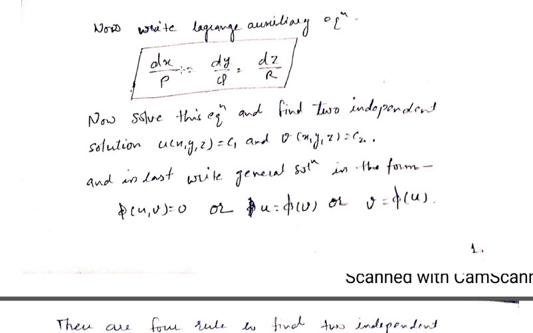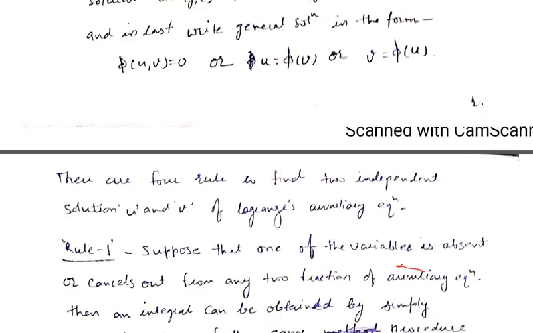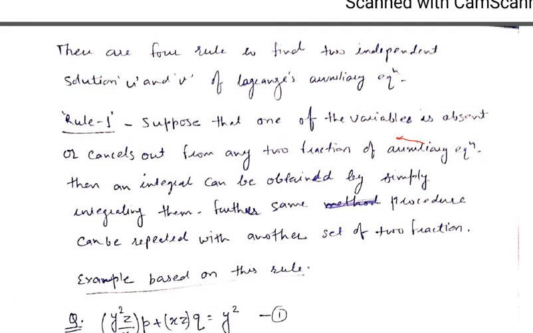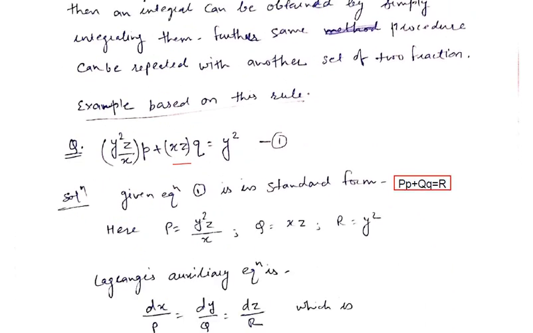Suppose we choose the first and second, dx upon P and dy upon Q. As we know, P and Q are functions of x, y, z, then the variable z can be eliminated, cancelled out from these two terms. Or if we choose the second and third, then the variable x can be eliminated. So whatever two fractions we choose, the third variable either must be absent or can be cancelled out. Then we can solve that pair of fractions and get an integral. Similarly, we can find another integral by repeating this procedure.